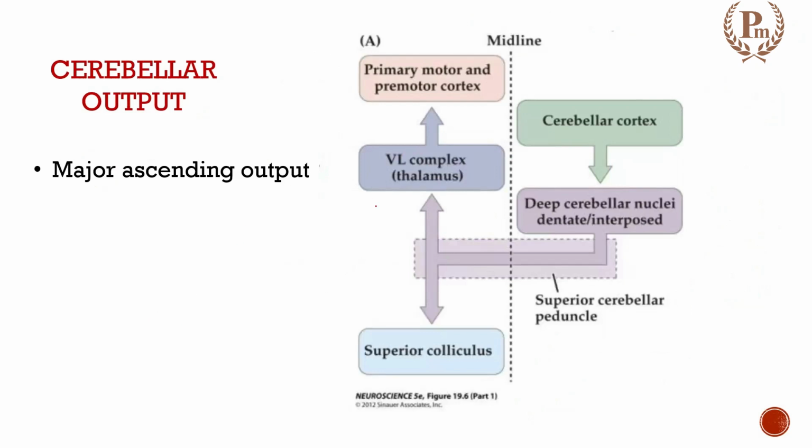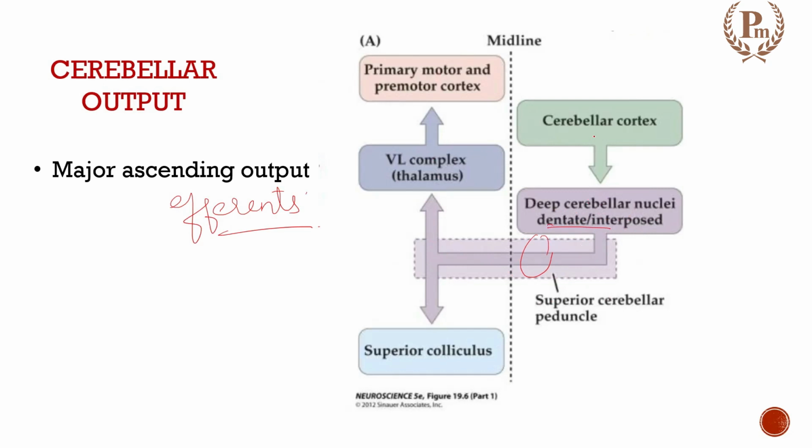Other major, these were descending down. How about the other major ascending output? Again we are talking about the efferents. From the cerebellum via the deep cerebellar nuclei, which could be the dentate nucleus or interposed nucleus, through the superior cerebellar peduncle, it will go to the thalamus. From the thalamus, it may go to the cortex.